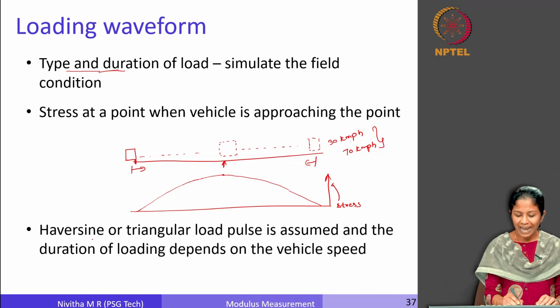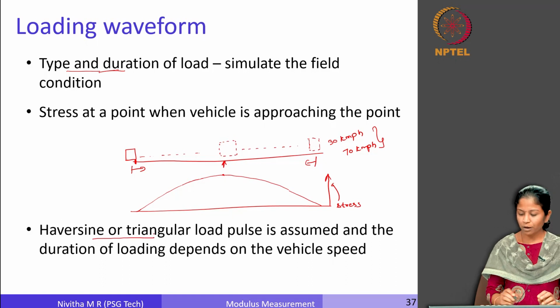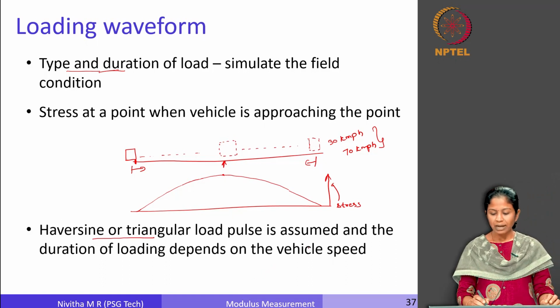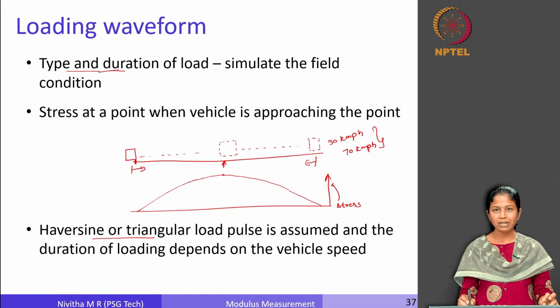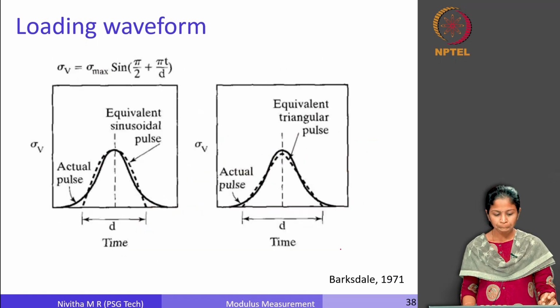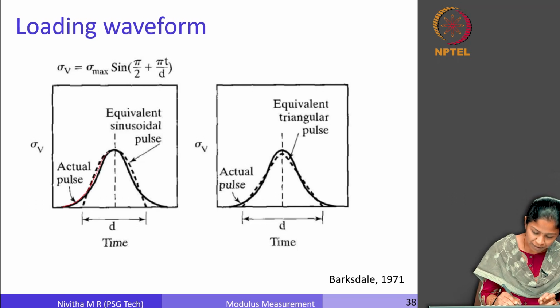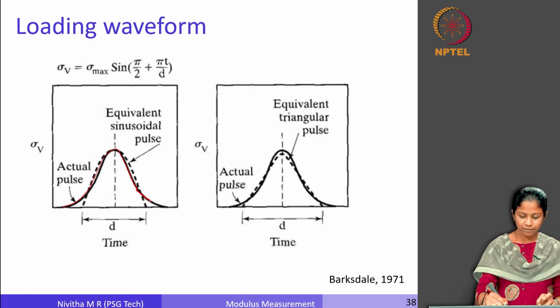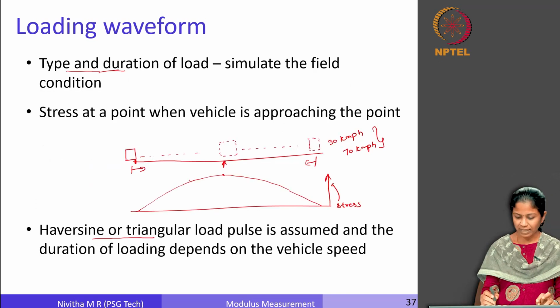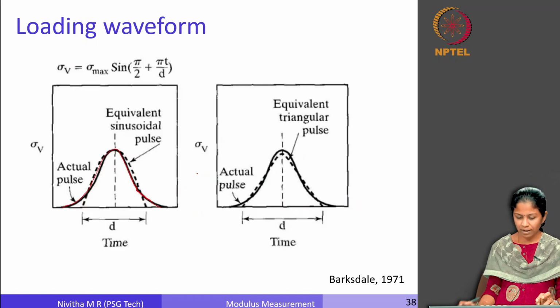So, now a Haversine or a triangular load pulse is assumed and the duration depends upon the vehicle speed. I will show you what that is. Okay. You can look at this. This is something similar to what we had drawn, right. This is based on the vehicle reaching a point and then crossing. So, something like this we have drawn here.